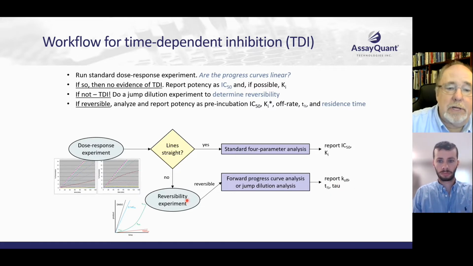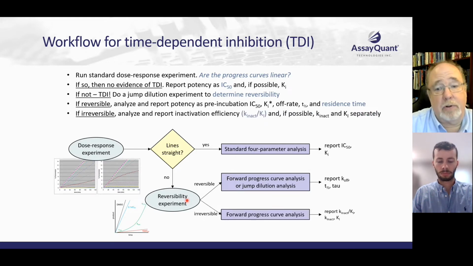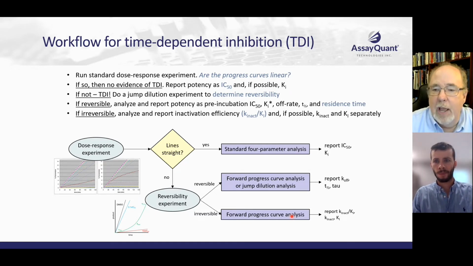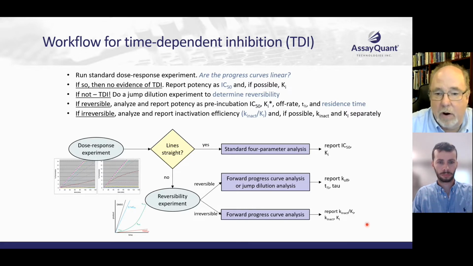If, however, the reversibility experiment tells us that it's irreversible, then we're going to do very detailed full forward progress curve analyses, and not be reporting IC50s. We're going to be reporting kinetic parameters, kinact and Ki, which I'll tell you about in a bit. We'll always be able to report the ratio of kinact over Ki, which is the most important parameter for describing irreversible inhibitors for SAR. But if it's possible, we'll report kinact and Ki separately as well.